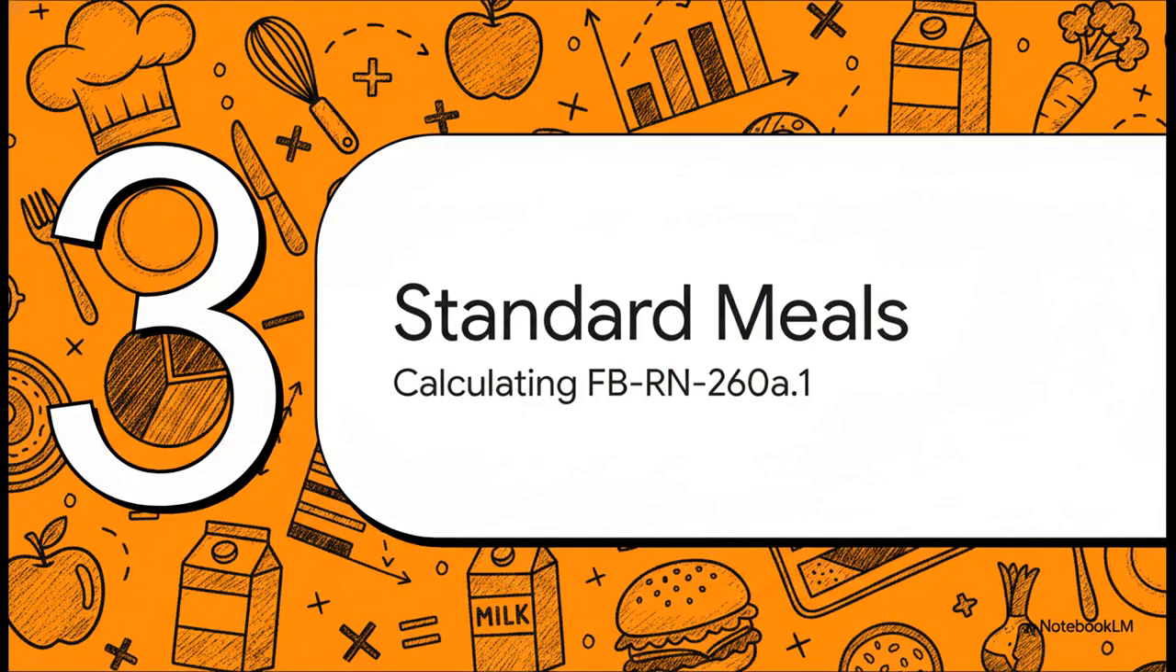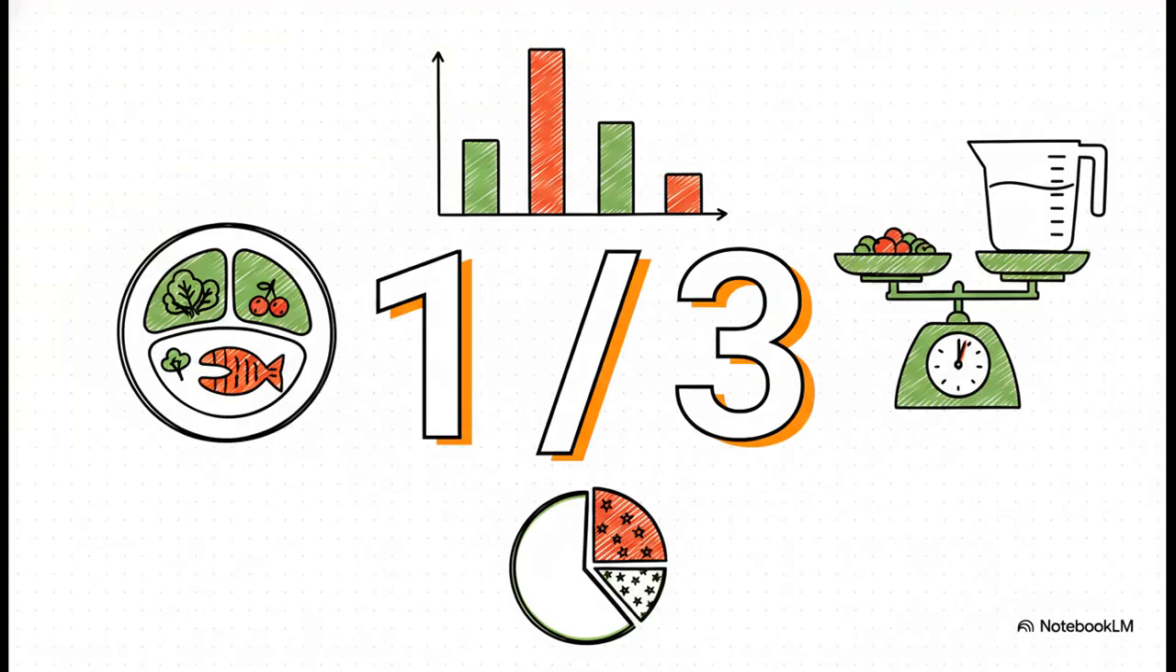Okay, Section 3, calculating standard meal percentages. The magic compliance threshold you really need to remember here is 1/3. Literally, 1/3. We are looking for meal options that are consistent with 1/3 of the daily nutritional values set forth in your applicable jurisdictional, legal, or regulatory dietary guidelines.